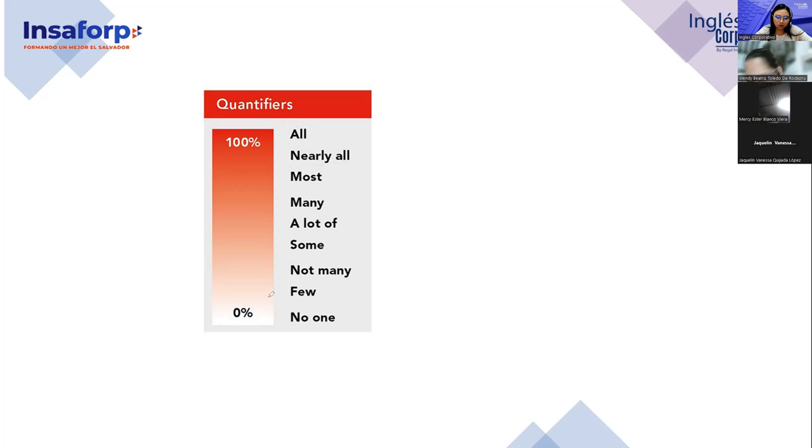Vean ahí la cantidad. No queremos poner un estimado exacto, pero sí lo ubicamos. Traten de ayudarme. ¿Cuánto le pondrían a few? What percentage? 5%. Yo le pondría un 5 también. Vámonos aquí en esta escala. Few, le pondría 5%. How about not many? ¿Cuánto le pondrían a not many? ¿Qué porcentaje? What percentage?